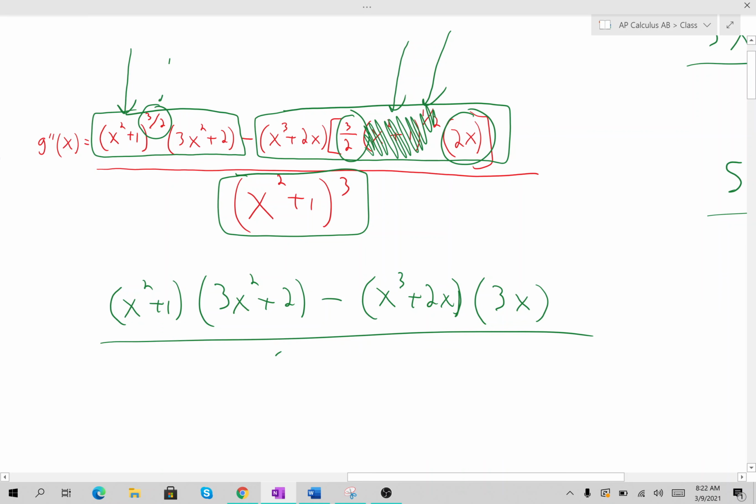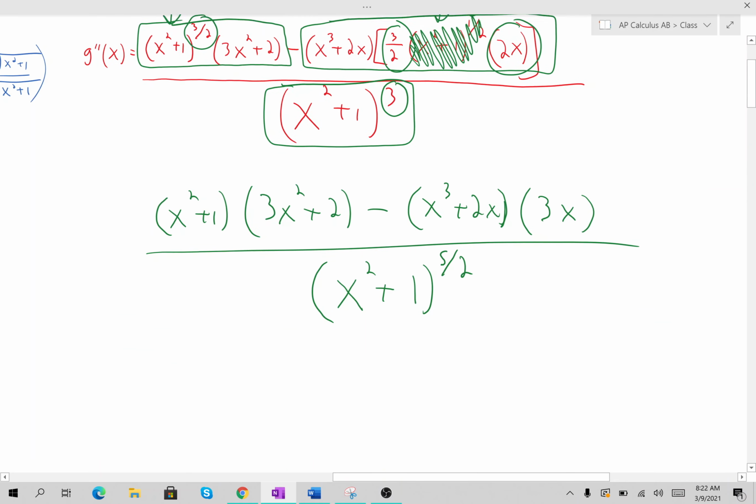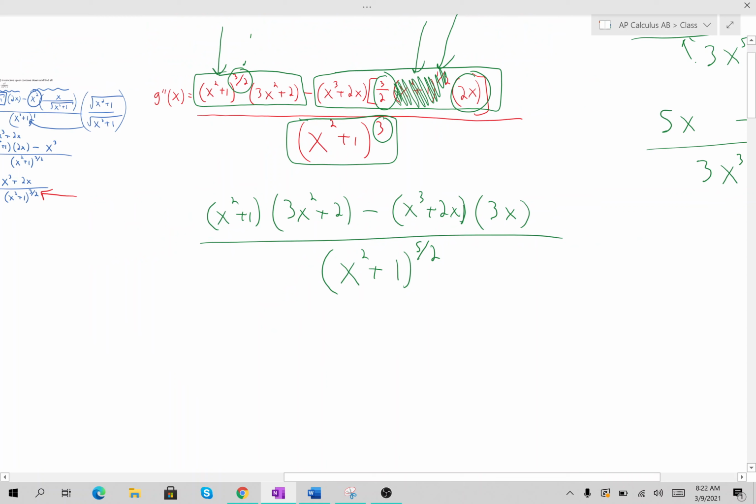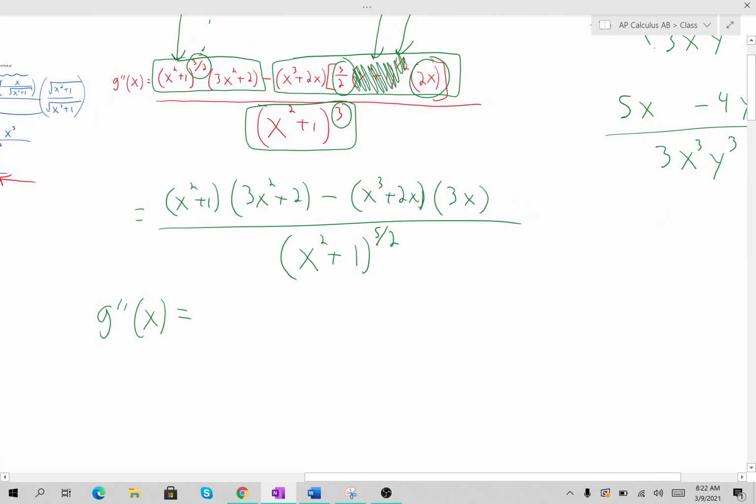All over in the denominator, we canceled out x squared plus 1 to the 1/2. Well, there's a 3 here, so we got to take away a 1/2 from that. That's 5/2. And now all I got to do is simplify this thing. And maybe this seems like a lot, but the more you do this, the easier it becomes, and you start seeing the same kind of pattern. So we're going to FOIL out this here. I'm going to do this right here.